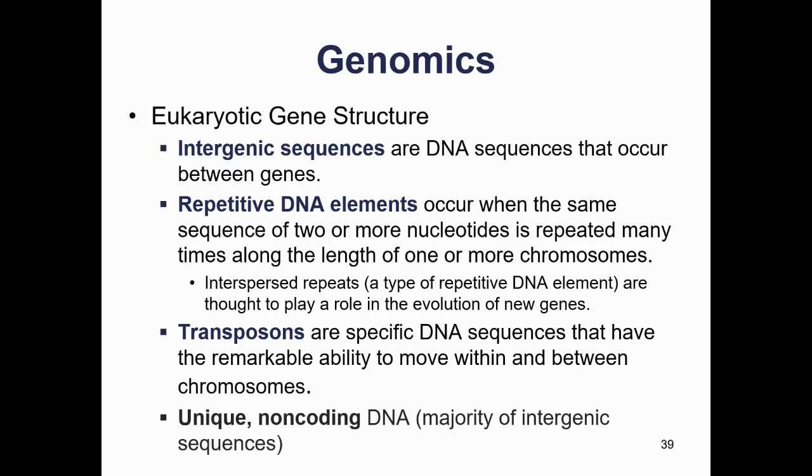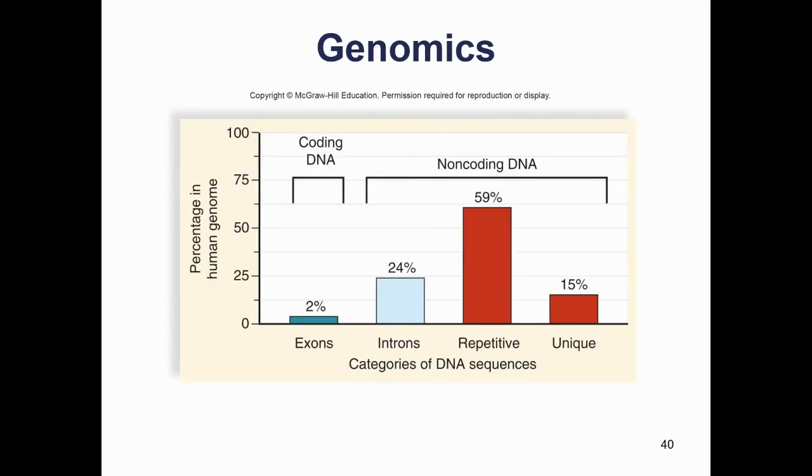The intergenic sequences, these portions between genes, often have repetitive elements. So we get the same sequence over and over with just very slight changes. And we see these interspersed repeats. We think they have some role in the evolution of new genes, through transposons. Transposons are specific DNA sequences that are able to excise themselves and then move within different chromosomes. So some of these repetitive units may be involved in evolution through transposition. And they are unique, non-coding DNA, meaning they do not get transcribed into RNA and then translated into a protein. So our coding DNA is actually only about 2% of all of our DNA.